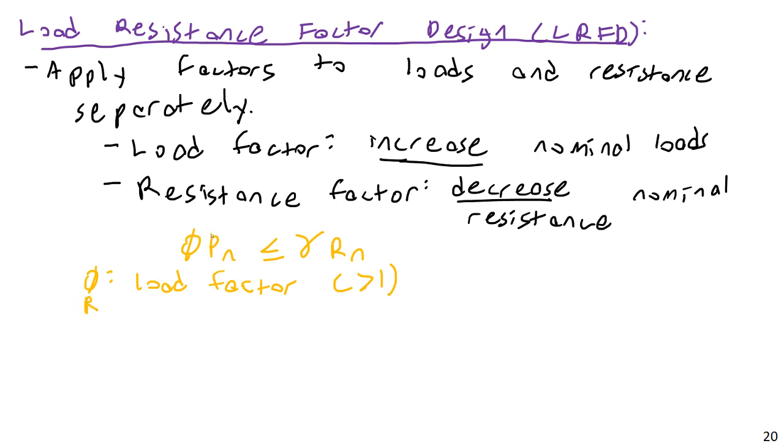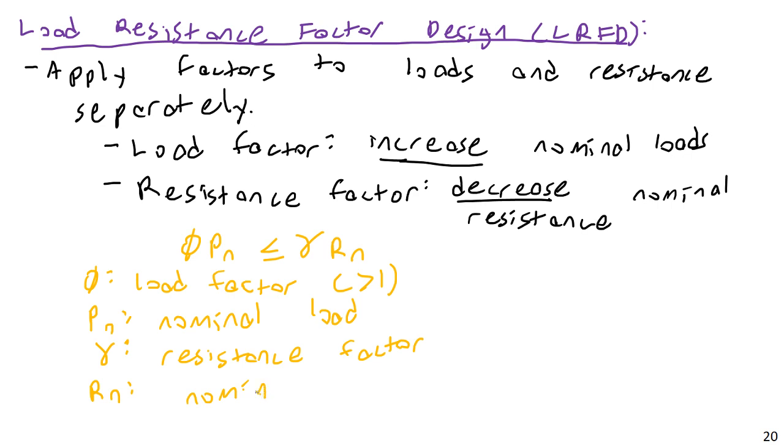Pn, P sub n, that's a subscript, would be the nominal load. Gamma, now we don't usually use these variables explicitly like this, we tend to just write things out. Gamma would be the resistance factor. And Rn would be the nominal resistance. So we're using two independent factors.